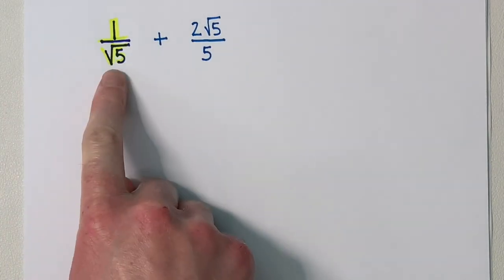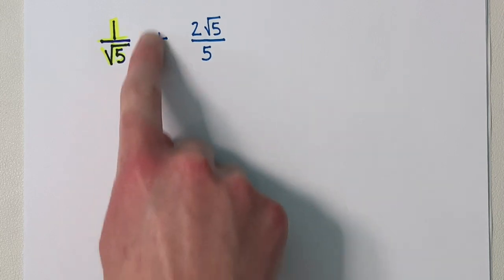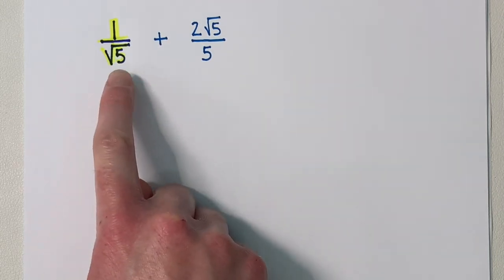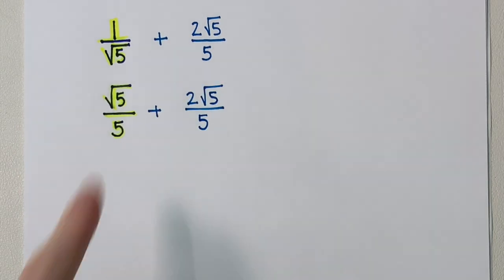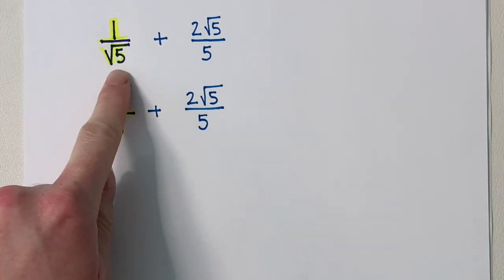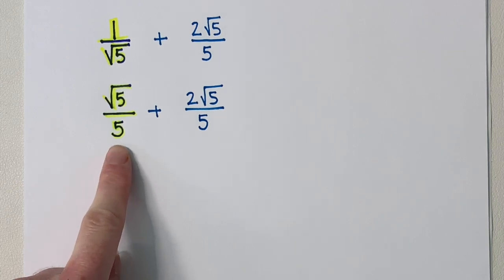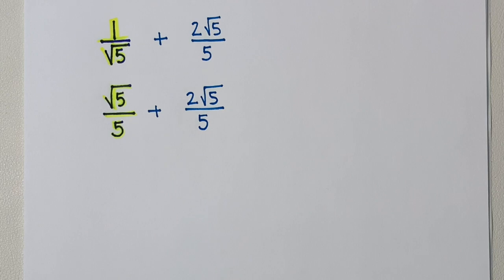Again, this is the exact problem we just worked through on the first page. We rationalized this denominator, and our answer was this expression here. So once you've rationalized this denominator, in other words, you've written it so that there's no radical in the denominator, now it becomes much easier to compute this sum.